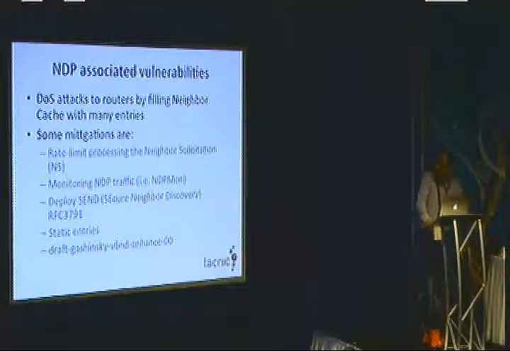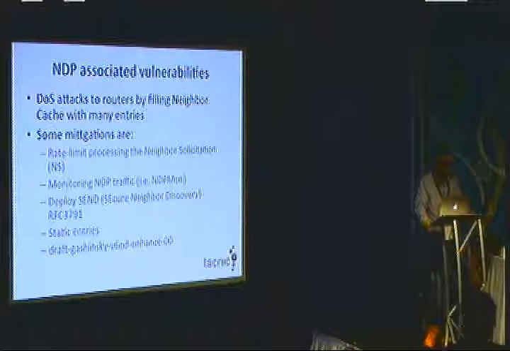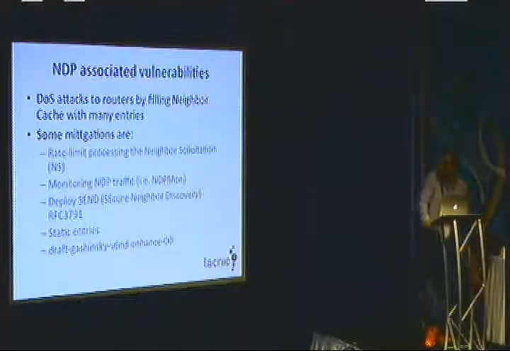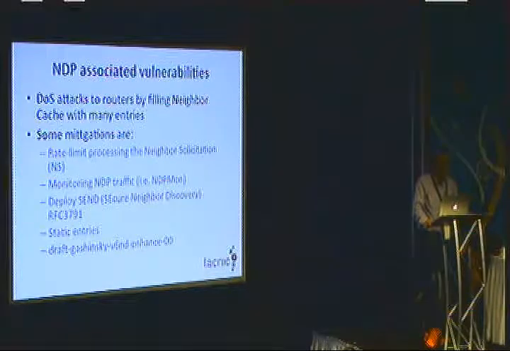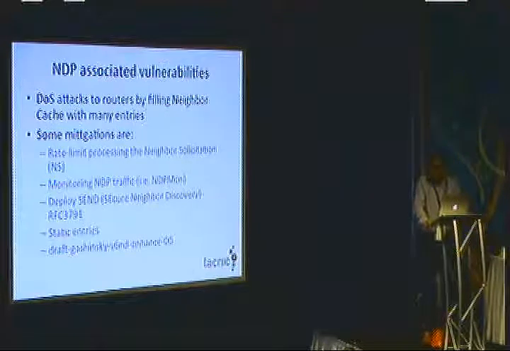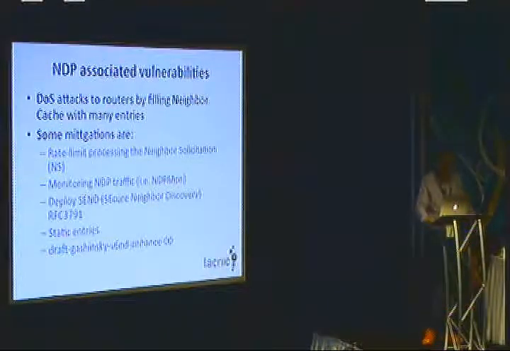There are some mechanisms that you can use. One is to use SEND. I mentioned SEND is a bit difficult. You can monitor your neighbor discovery traffic, and you have static entries. And there is a new RFC. I put the name of the document, but right now it is an RFC. Basically, it defines for router vendors how they can protect against neighbor discovery attacks.